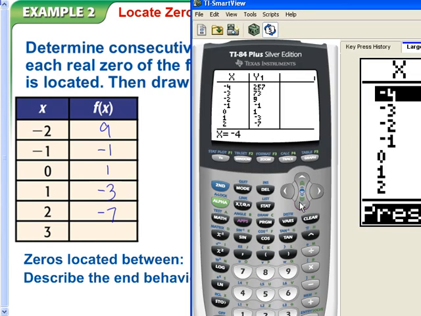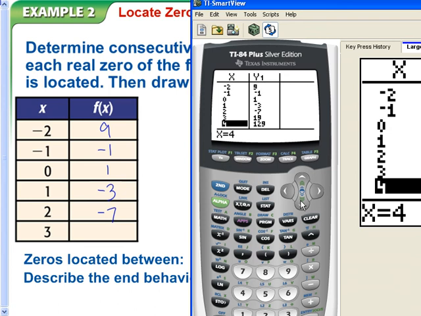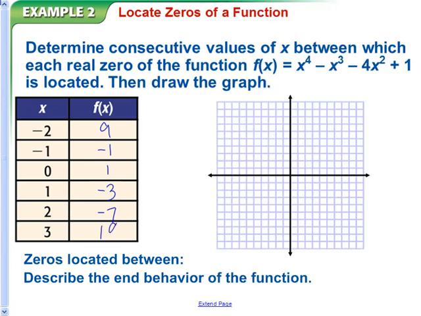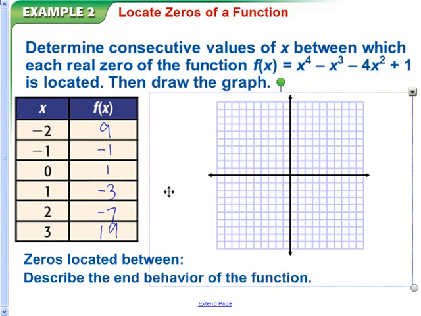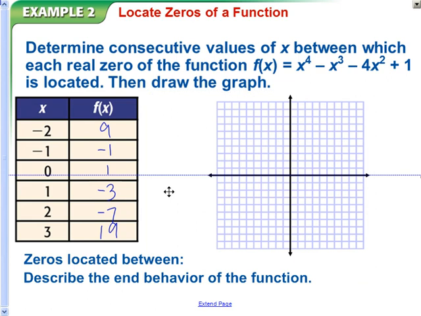And then I need to go down to see my last point. 3 is at 19. And then I better just go back and check it. Make sure I actually copied them down right. Okay, that looks good to me. Now I'm ready to graph them. All right, graphing them.